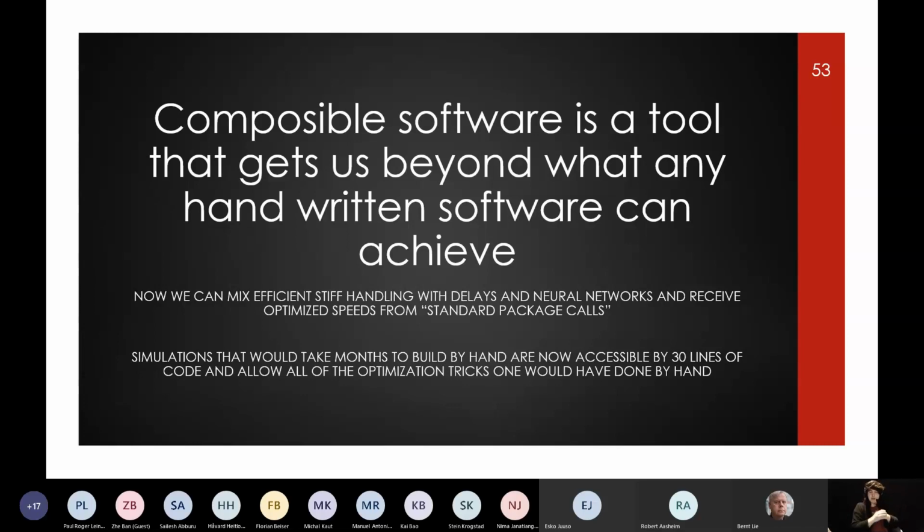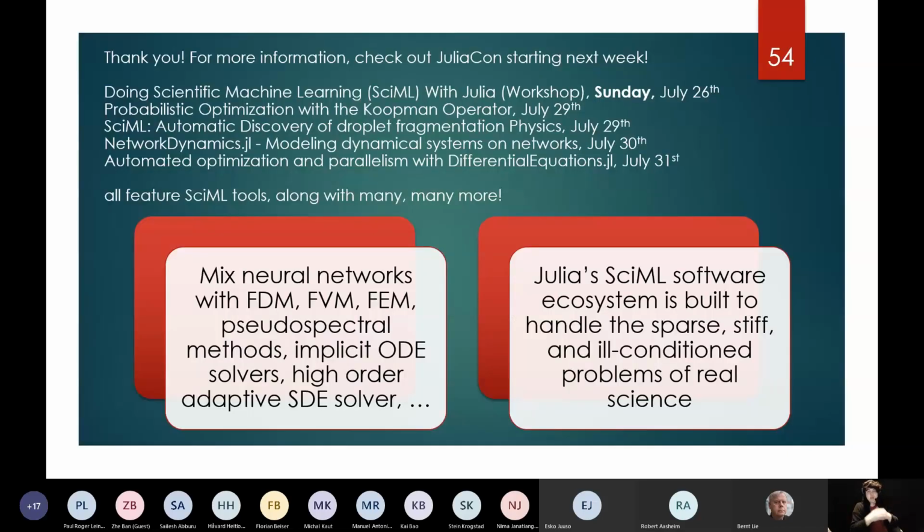So you can do things like mixed delays and stiffness and neural networks and differential algebraic equations and get optimized speed like what would happen if you were to actually have handwritten an equation and the adjoints for a given equation. So what we found is that simulations that really take months by hand, we can now start to generate with 30 lines of code, and we're not generating just the simple ODE solver version. We're generating the version that has reverse mode embedded O of 1 adjoints in there, automatic building. And so that's really the key here, right?